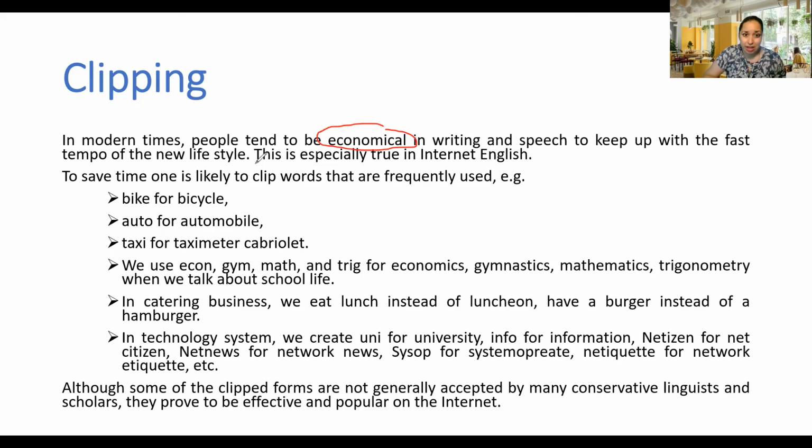That's the truth. This is specifically true in internet English. It's mainly for English used through the internet. To save time, one is likely to clip words that are frequently used. A clipping is a short way, like bike for bicycle. That's an example. Then auto for automobile. Then you have taxi for taximeter cabriolet.